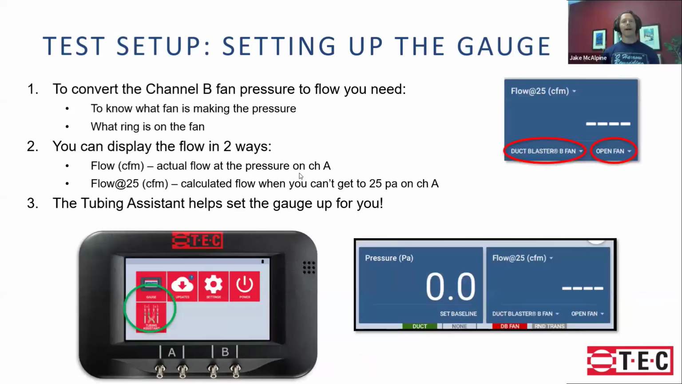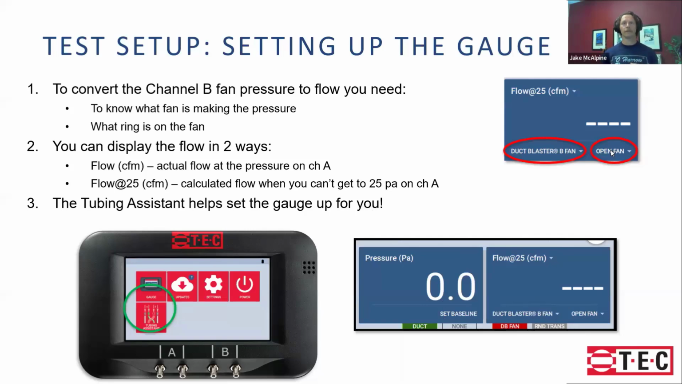So now that we've got the tubing set up and the fan set up, the last thing we need to do is make sure that the gauge is interpreting that information and reporting it to you properly. So what we do with channel B is we've measured this pressure, but a fan pressure doesn't really mean anything to us. What we need is actually the flow. So what the gauge needs to know is what fan has made that pressure and what ring specifically on that fan has made that pressure.